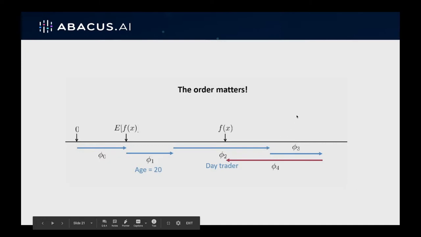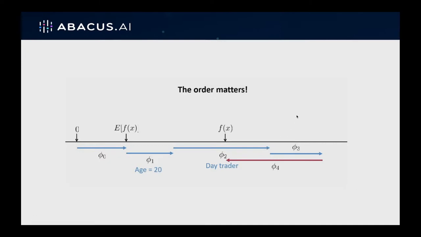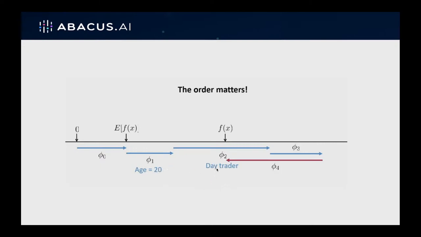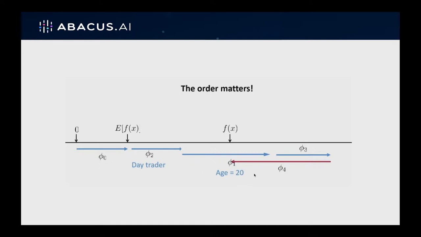So there's one more very important thing to consider here, that the order matters a lot. If I had exchanged these two features in terms of their position, say we had the knowledge that he's a day trader, and then we came to the realization that his age is 20, it would not have the same effect as with this sequence. Then you might ask, why? Why is this ordering so significant? And the answer to this is simple.